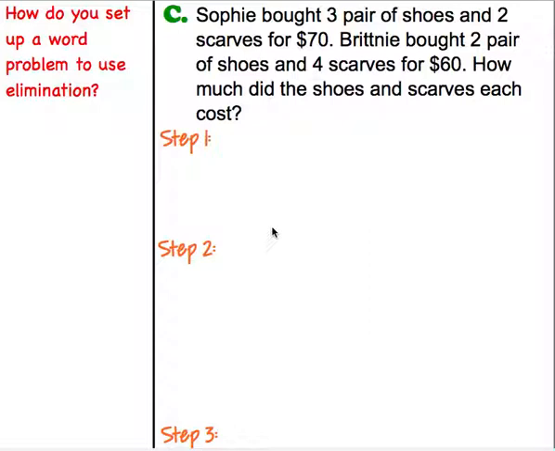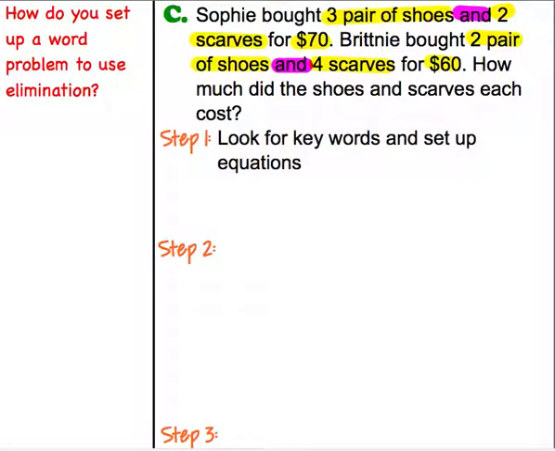When we look at our keywords, Sophie bought 3 pair of shoes, 2 scarves for $70. And you notice "and," as we know, and means plus. And Brittany has 2 pair of shoes and 4 scarves for $60. So now, while you guys are always concerned about feeling scared about these, if you think about it, you're looking for those keywords to set up the equations. That really wasn't so scary.